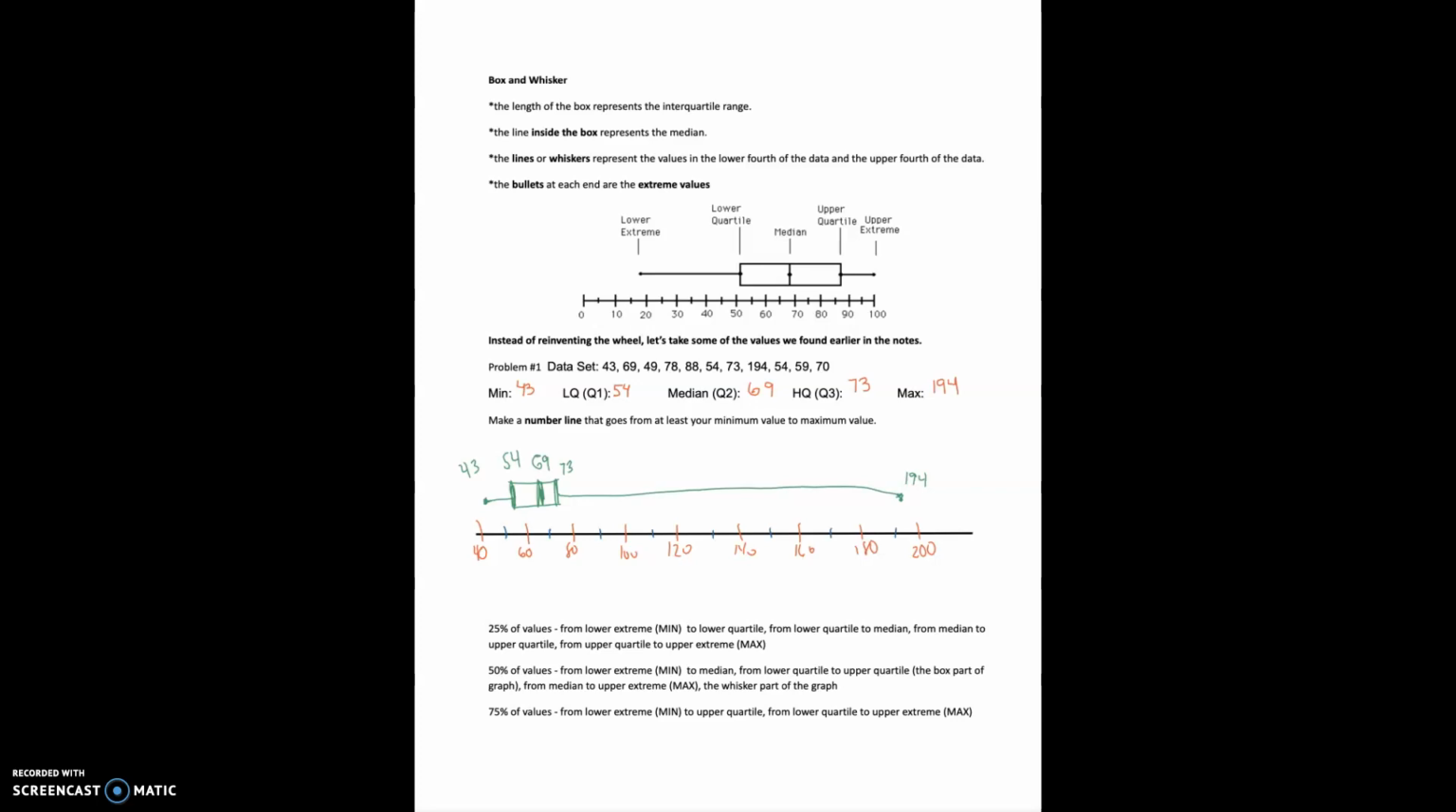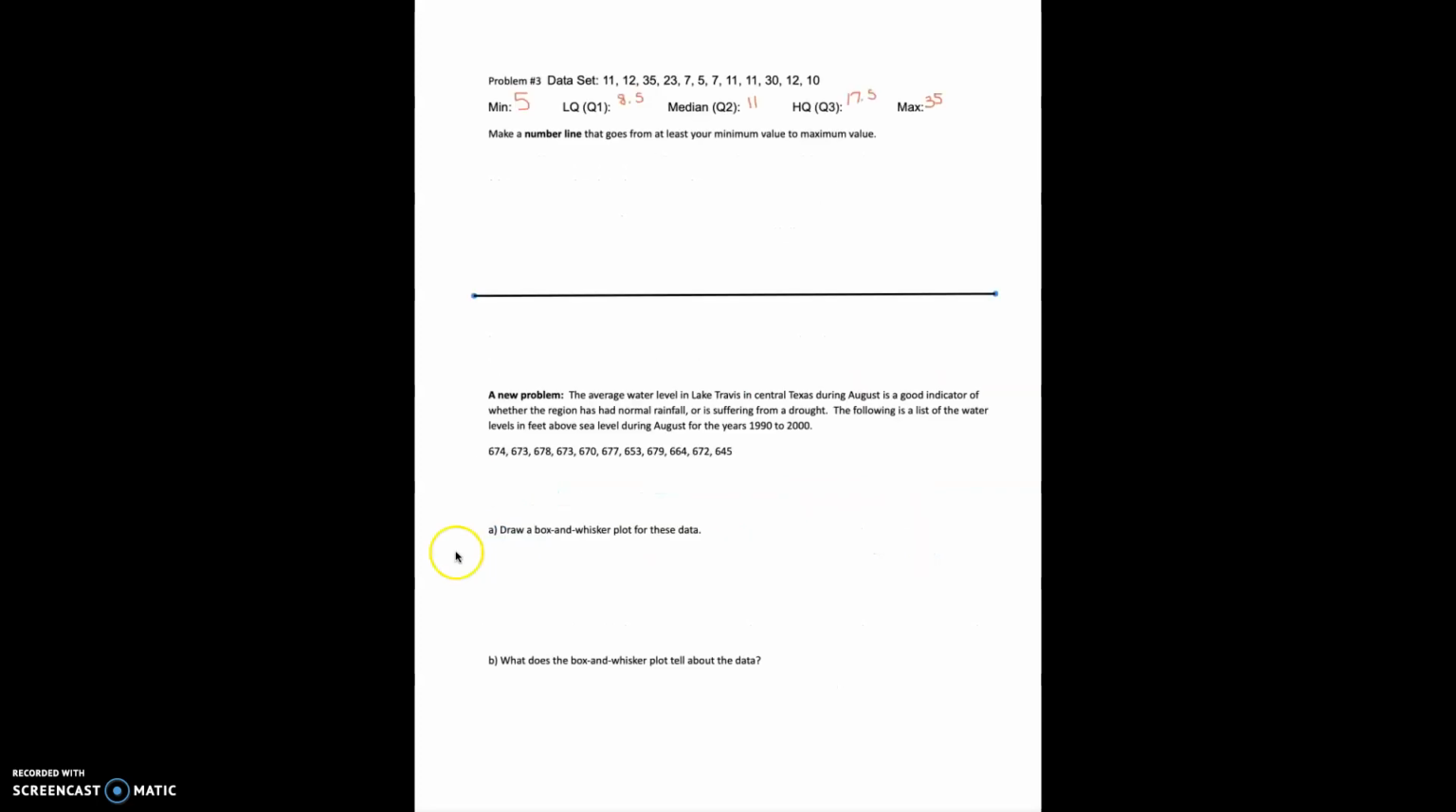So let's go ahead and try another one. We'll use the values from problem 3. So the lowest value was 5, the lower quartile was 8.5, median was 11, the upper quartile, I just noticed I have HQ instead of UQ, is 17.5, and then the max is 35.